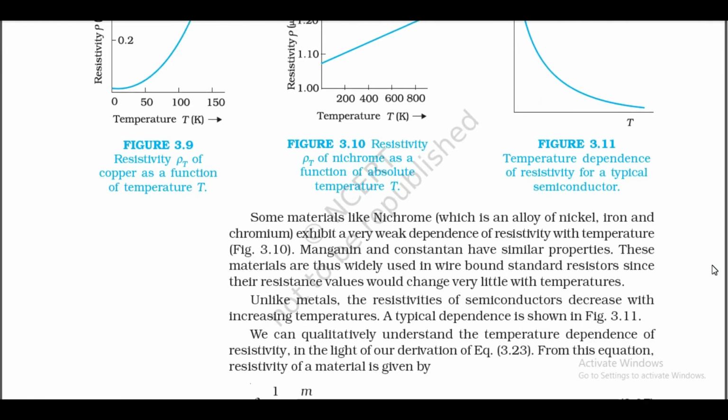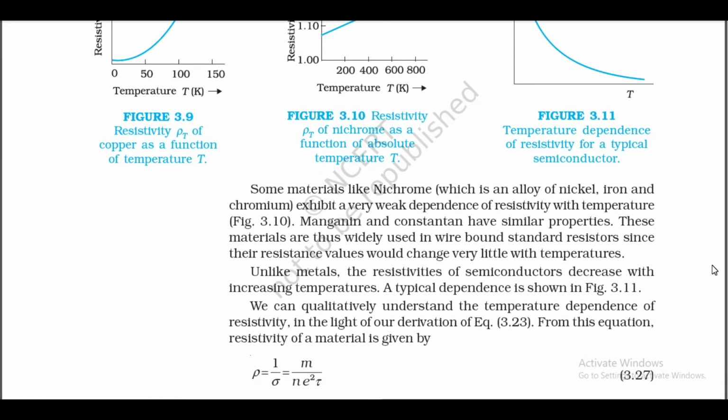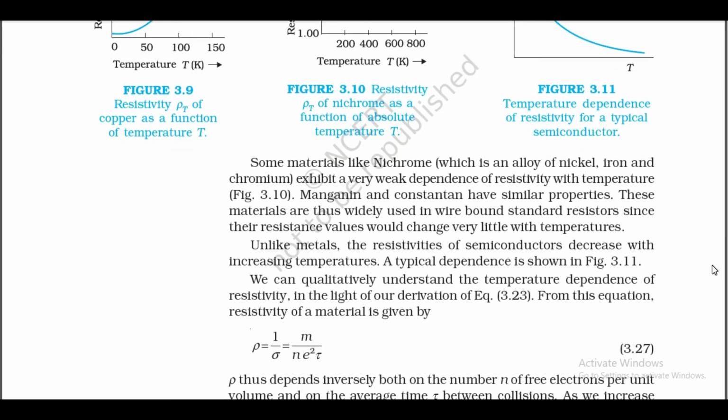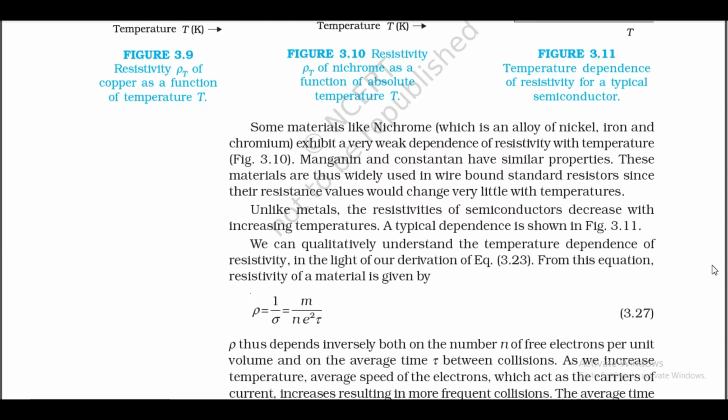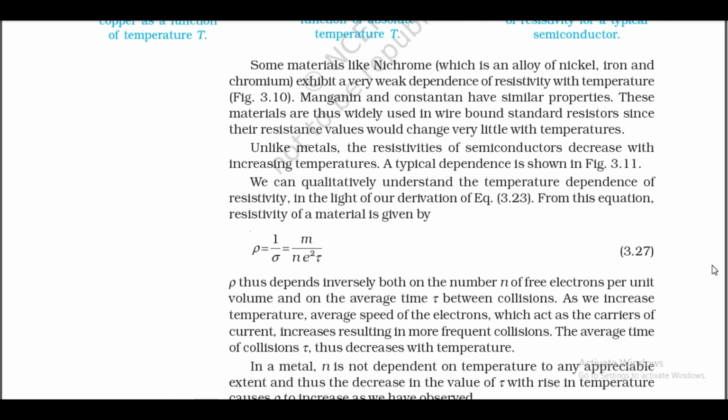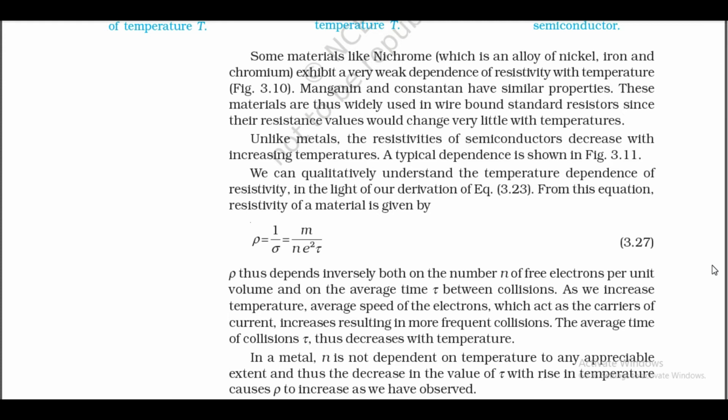Some materials like nichrome, which is an alloy of nickel, iron and chromium, exhibit a very weak dependence of resistivity on temperature. Figure 3.10. Manganin and constantan have similar properties. These materials are thus widely used in wire-bound standard resistors since their resistance values would change very little with temperature. Unlike metals, the resistivities of semiconductors decrease with increasing temperature. A typical dependence is shown in Figure 3.11.